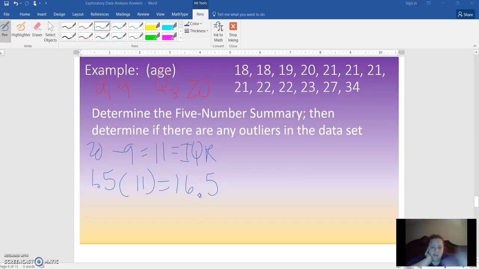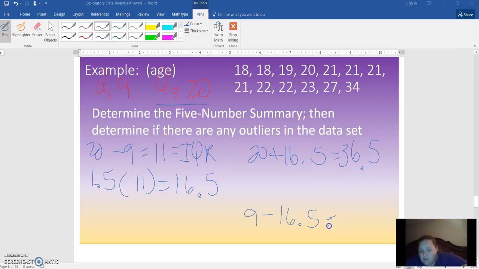I don't know why there's 2 dots. Okay, 16.5. So I'm going to take 20 and add 16.5, that's Q3. I'm going to take 9 and subtract 16.5. Right, so I get 36.5. And then 9 minus 16.5 is negative 7.5.